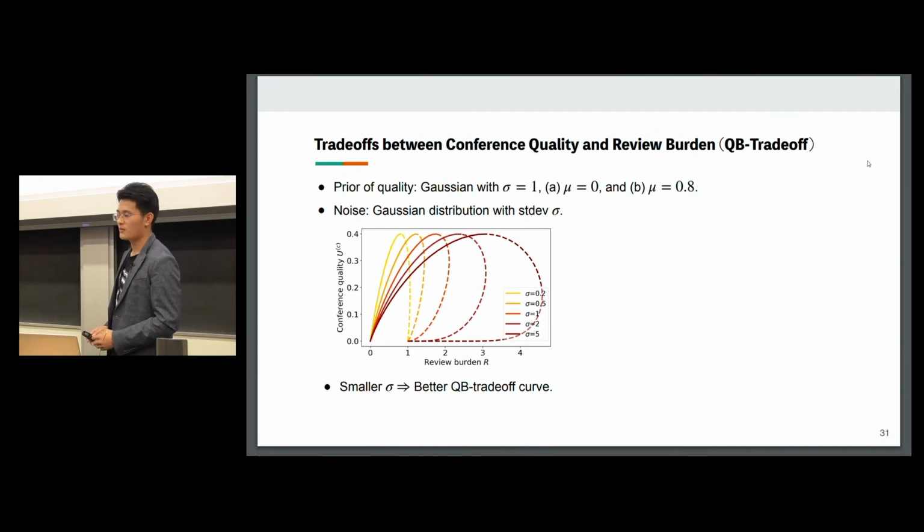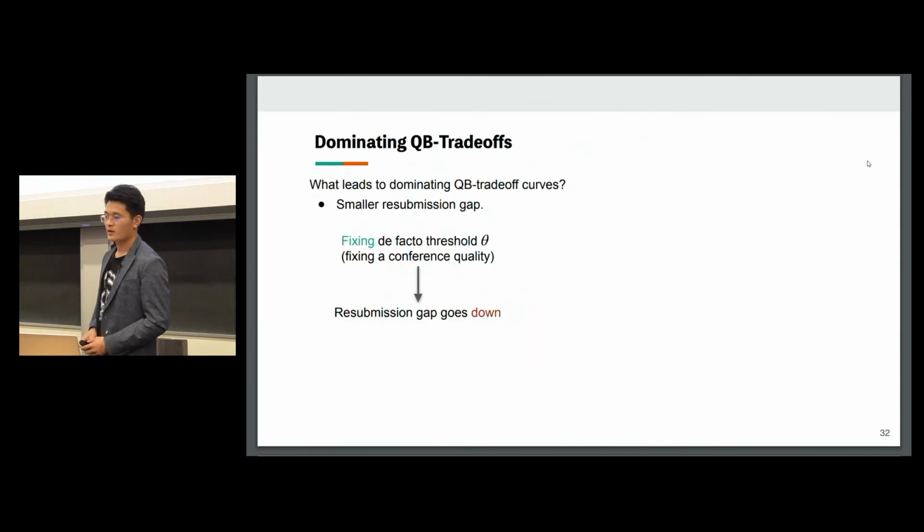One thing about this is that it seems like the smaller the sigma is, the better the QB trade-off curve is. So this is not a coincidence. With better reviews, we can imagine that the QB trade-off is better. The intuition is: what will lead to a dominating QB trade-off? Here, by dominating, what it means is that you can achieve the same conference quality with strictly better review burden.